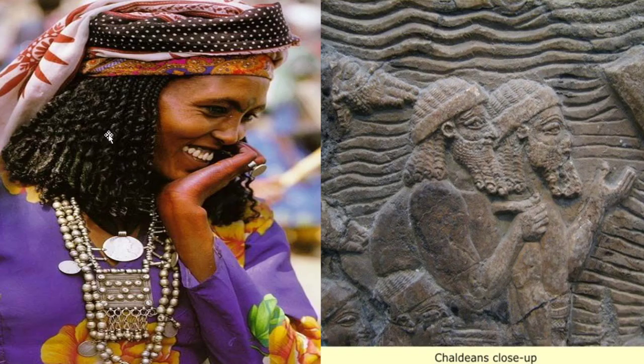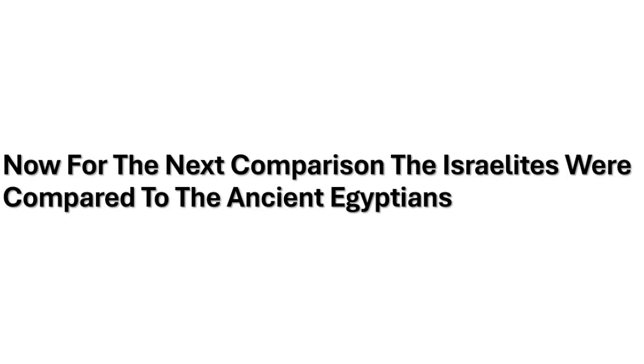Right? Let's do a comparison. This is an Ethiopian woman. This is a Chaldean close-up. They have the same headdress. Right? Clear as day. But anyway, so that's the Ethiopian part of the comparison. Now we're going to the Egyptian part of the comparison. And then we're going to go to the complexion at the end of this video.